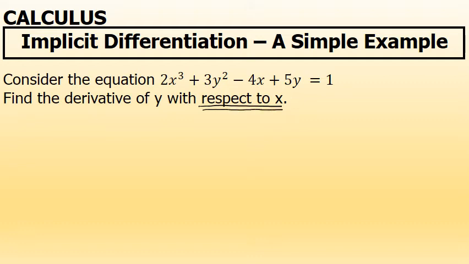And what that means is if there's a variable other than x involved, we'll have to differentiate implicitly. Let's begin. Term by term, the derivative of 2x to the third. Well, that involves an x. That's the variable we're differentiating with respect to. The derivative of 2x to the third power is 6x squared.